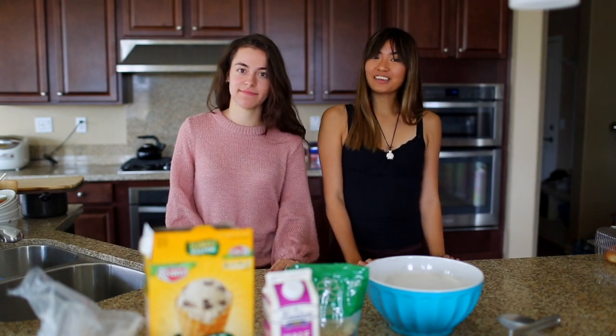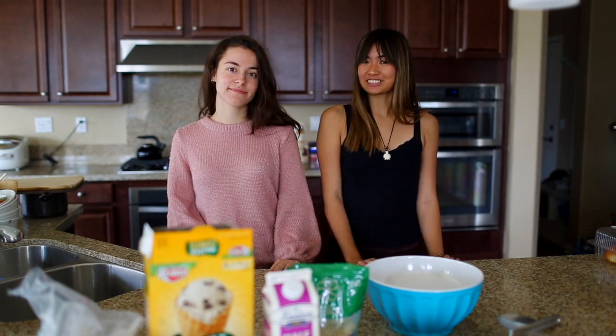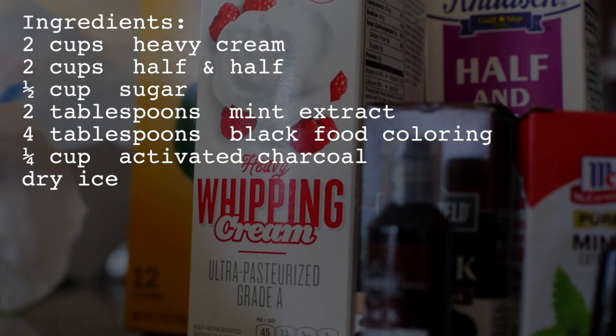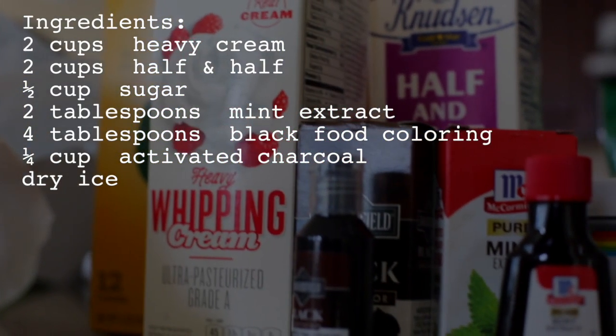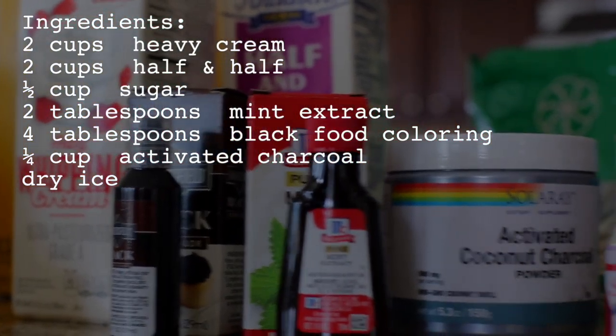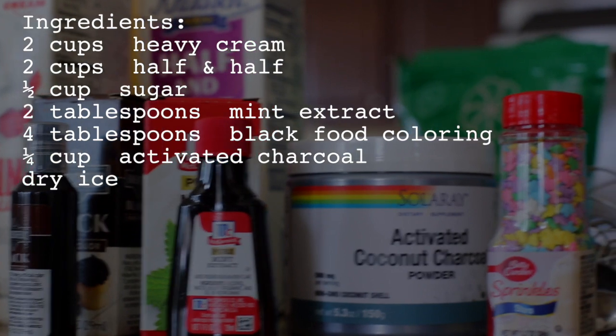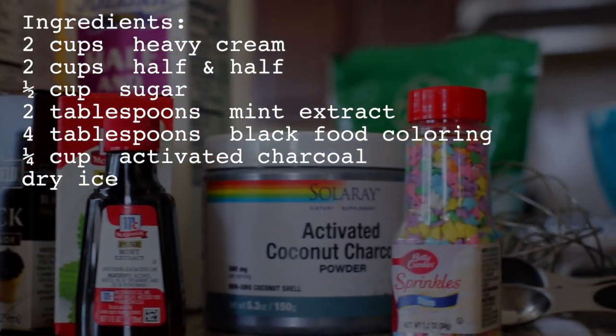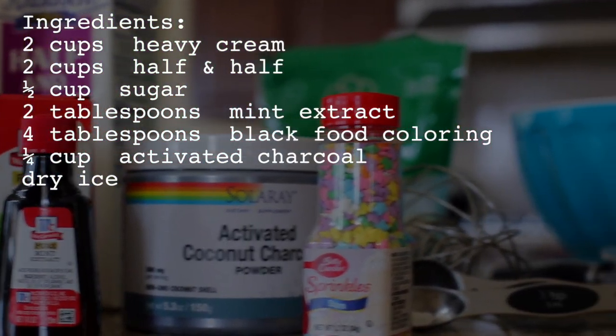So today we're going to be making galaxy ice cream, otherwise known as activated charcoal ice cream. Let's get into it! The ingredients you will need are 2 cups of heavy cream, 2 cups of half and half, a half cup of sugar, 2 tablespoons of mint extract, 4 tablespoons of black food coloring, a 1/4 cup of activated charcoal, and dry ice.